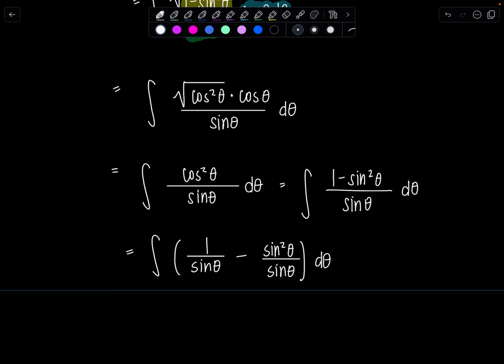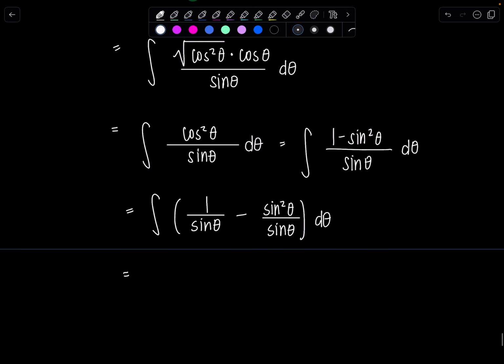And then, I'm feeling good. This is looking nice. Then we're going to have the integral of 1 over sine theta, that's cosecant theta, minus sine squared theta over sine theta, that's just sine theta, d theta.